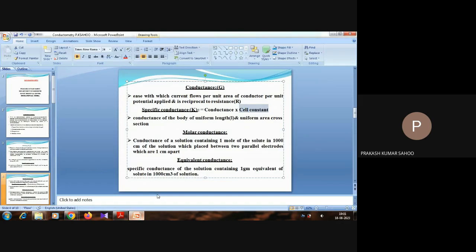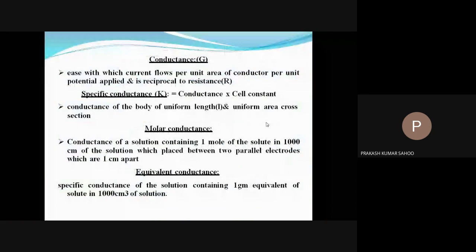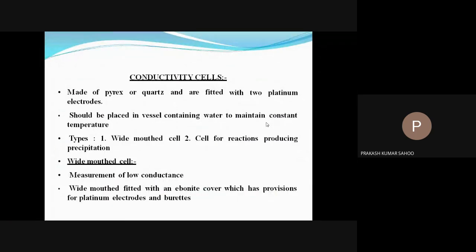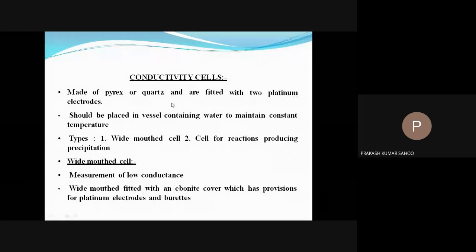Let's have our PPT for instrumentation. These are made of Pyrex or quartz glass and are fitted with two platinum electrodes. There are two platinum electrodes, or in your PDF it is written that gold can also be used, because these are noble metals and they conduct electricity. Water is used to maintain constant temperature.